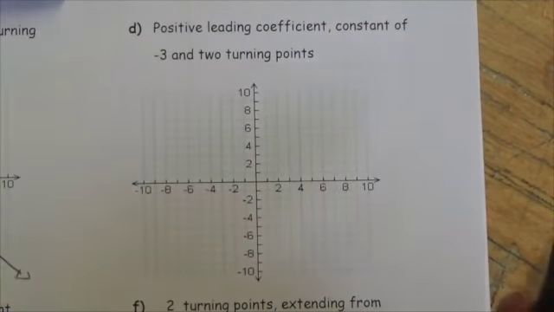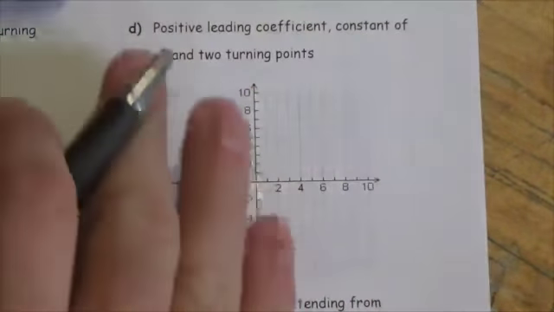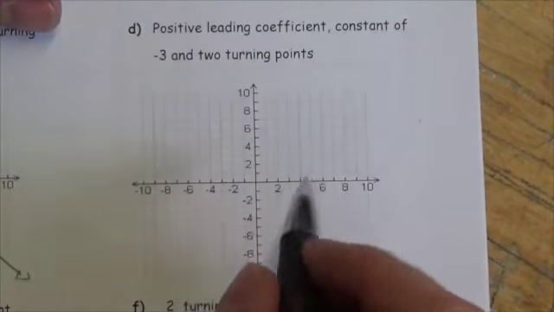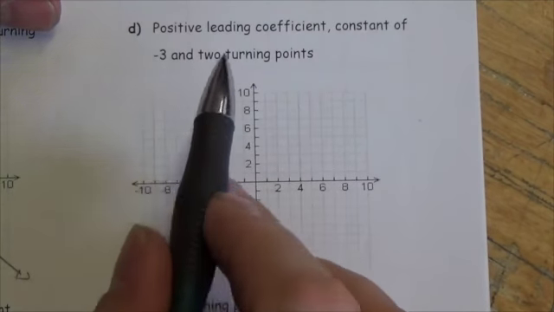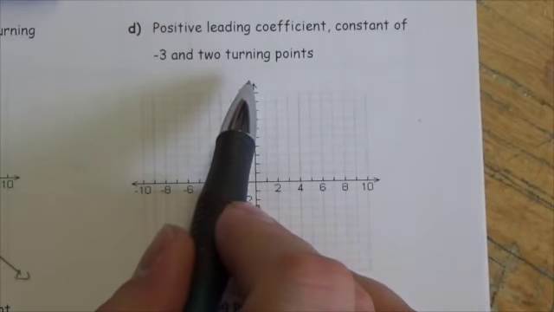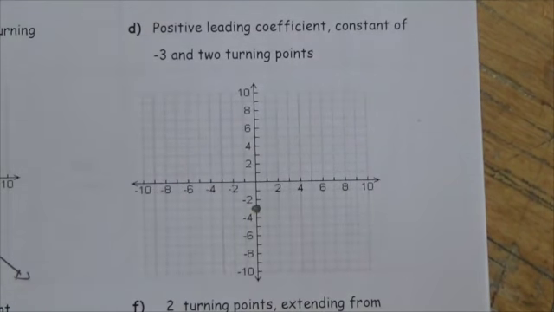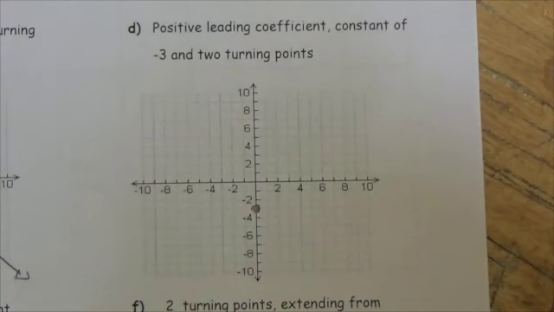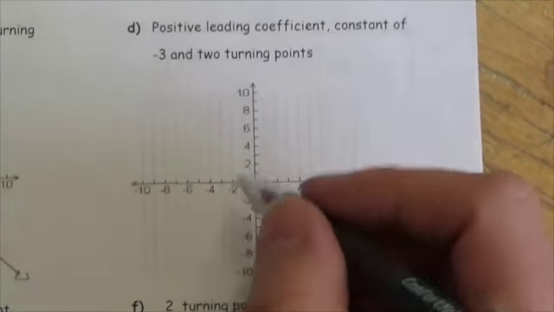Positive leading coefficient. If it's odd, that means it's going up. If it's even, it's opening up. Constant of -3, so that means it's going to have a y-intercept of -3. We know that. There's -3. And 2 turning points. Positive leading coefficient, 2 turning points suggests a cubic. Now, it doesn't have to be a cubic. Probably could draw this as something else, but at least a cubic.